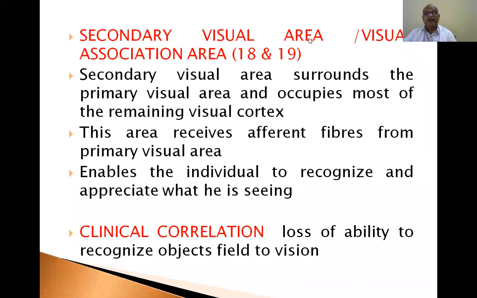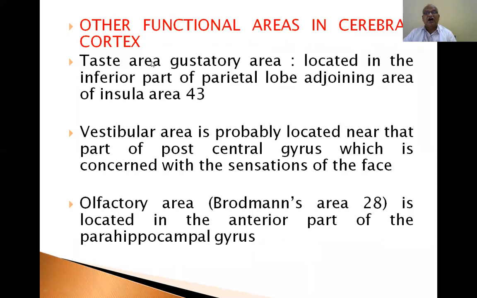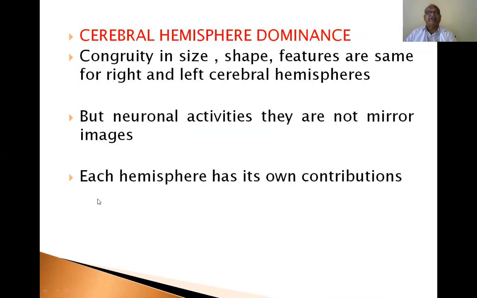So, secondary visual area, area 18 and 19. Other functional areas in the cerebral cortex. Gustatory area, located in the inferior part of the parietal lobe, adjoining area of insula, area 43. Vestibular area is probably located near the part of the postcentral gyrus, which is concerned with sensation of the face. Olfactory area is located in the anterior part of the parahippocampal gyrus, Brodmann's area 28. Taste area, vestibular area, olfactory area, and also the names given by Brodmann, area 43 and area 28.